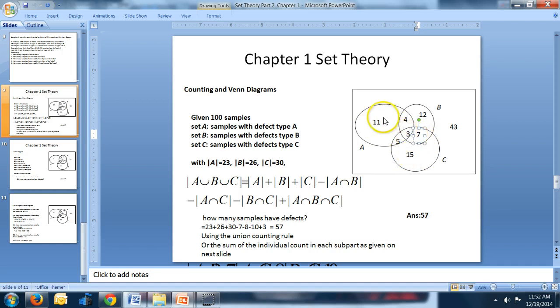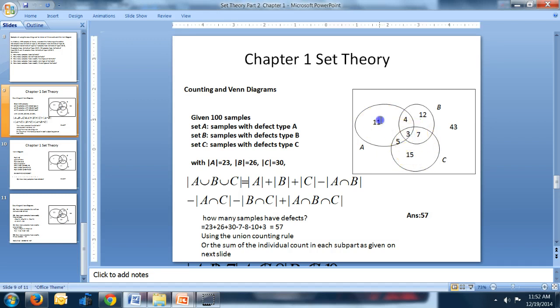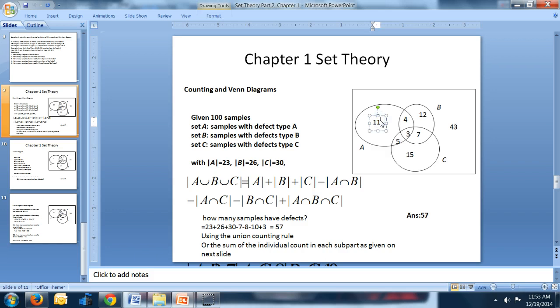After we get this, then we start filling in this part in here, which is what is in A only. And so we originally were given that we had 23 in A. So what we do now is, from the 23, we subtract this 4, we subtract 3, and we subtract 5. Those are 12. 12 from 23 gives me 11 in here.